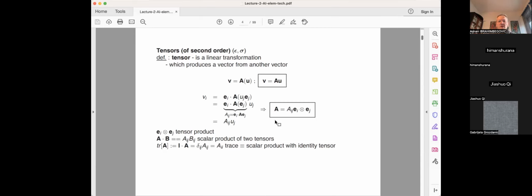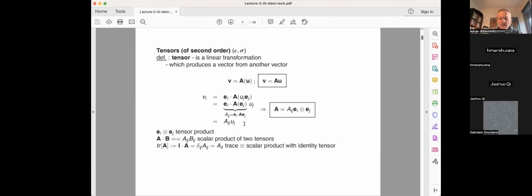This will be needed when we are talking about weak form formulation and things like that. So basically, you have something like A dot B. This is a scalar product of two tensors of the second order. So this is simply taking every component aij, multiplying by the corresponding component bij of the second tensor.